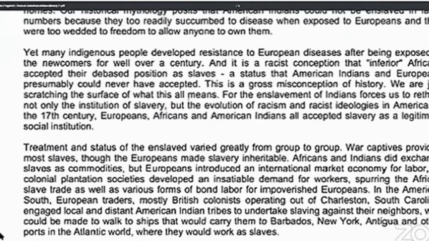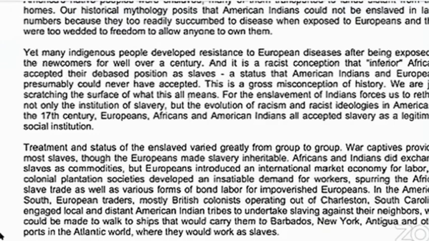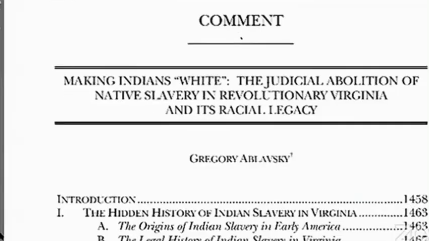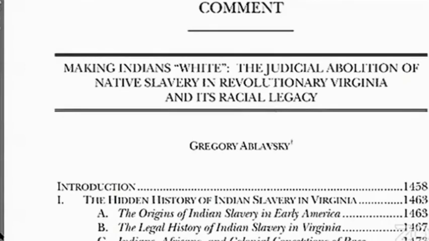We are just scratching the surface of what this all means. And we're going to show you. For the enslavement of Indians forces us to rethink not only the institution of slavery, but the evolution of racism and racist ideologies in America. It's all linked. In the 17th century, Europeans, Africans, and American Indians all accepted slavery as a legitimate social institution. Making Indians White: the judicial abolition of native slavery in revolutionary Virginia and its racial legacy.